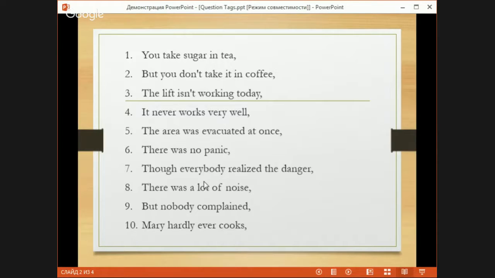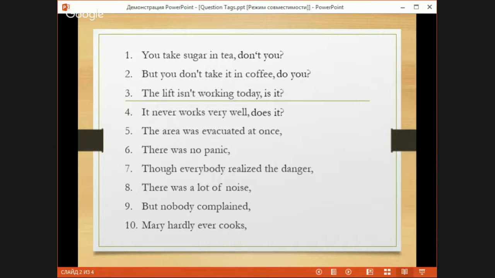So let's check. The first one, you take sugar in tea. We already discussed. We say don't you, but you don't take it in coffee. It's a negative sentence, so the tag must be do you. The lift isn't working today. Again, negative sentence. Is it? It never works very well. Never is already negative, so does it?